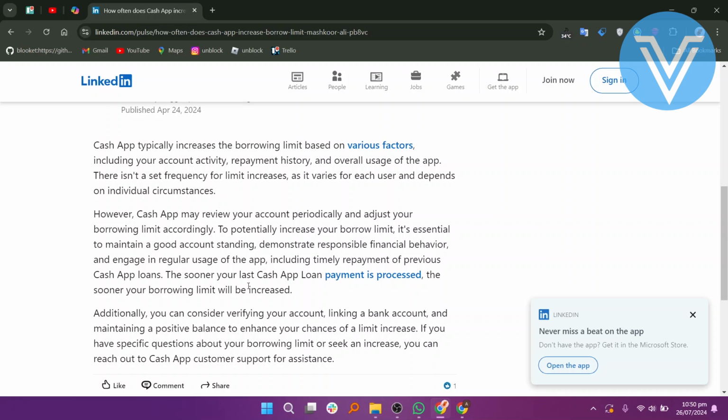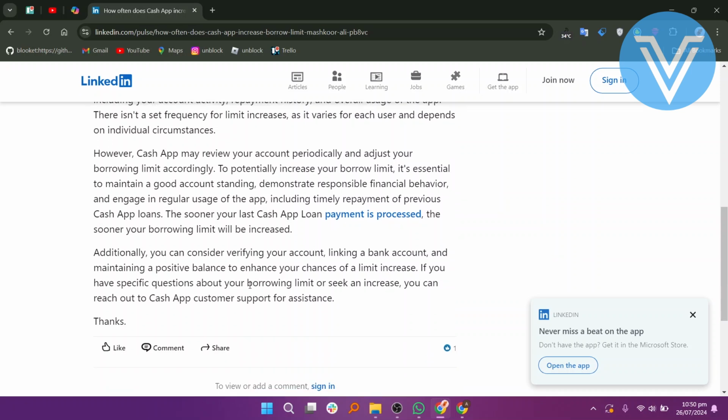To potentially increase your borrowing limit, it is essential to maintain a good account standing, demonstrate responsible financial behavior, and engage in regular usage of the app, including timely repayment of previous Cash App loans. The sooner your last Cash App loan payment is processed, the sooner your borrowing limit will be increased.